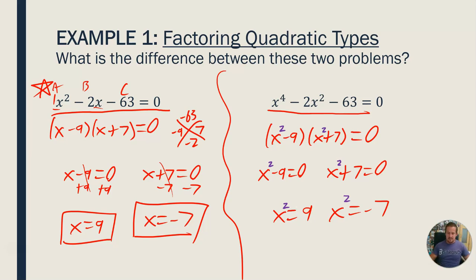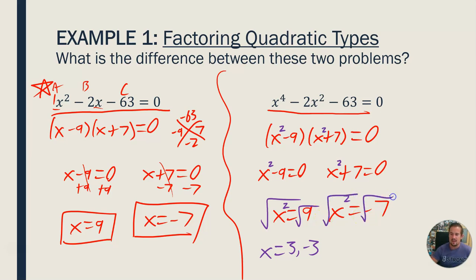I have x squared equals 9 and x squared equals negative 7. Okay? Well, if I have x squared equals 9, what's the last thing I would need to do to solve for x if it's being squared? Well, I would square root both sides. What's the square root of 9? Well, the square root of 9 is going to give me 3 and negative 3, because 3 squared is 9, but also negative 3 squared is positive 9. So I'm going to get two solutions there, x equals 3 and negative 3.